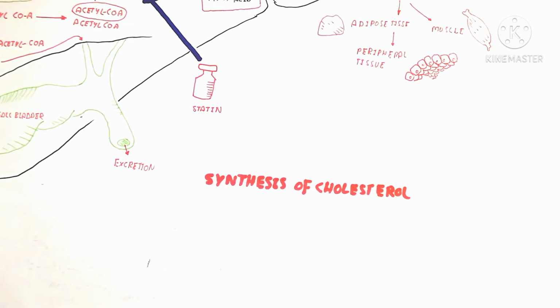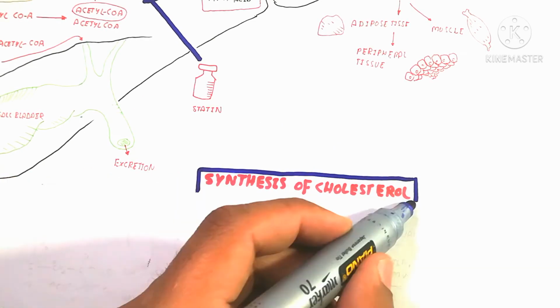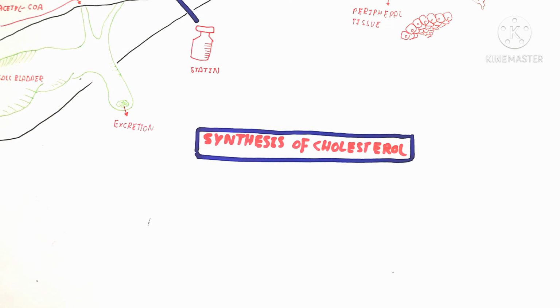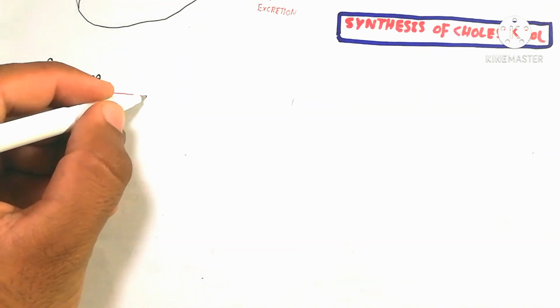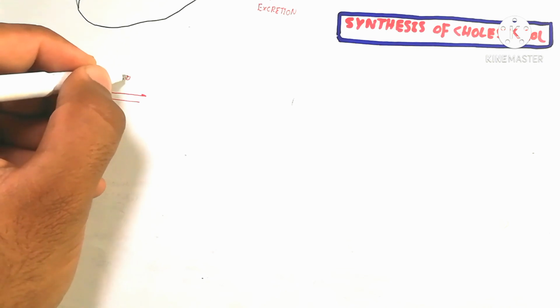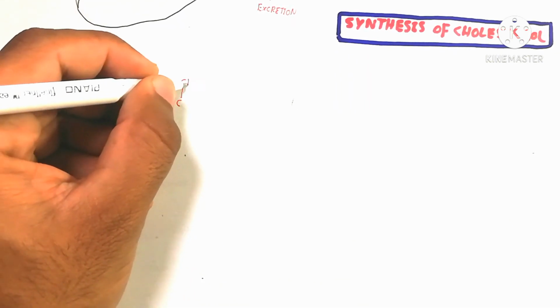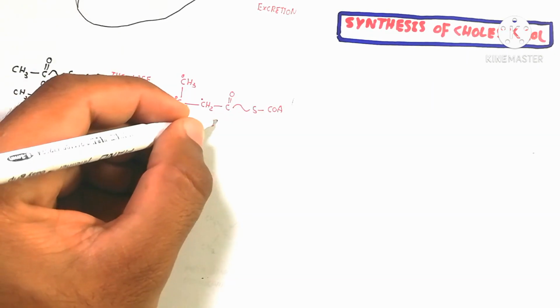There are many varieties which are excreted from the bile, and that will be reabsorbed 10% from the large intestine and small intestine by the bloodstream, but we will discuss this reabsorption in the next video. So here is the synthesis of cholesterol, the biochemistry mechanism.